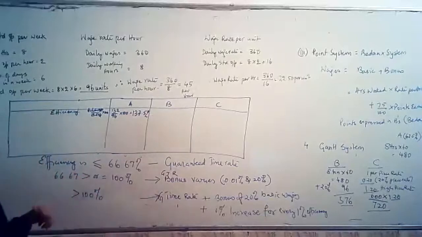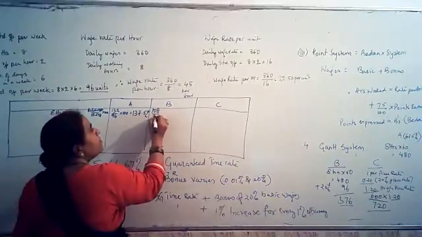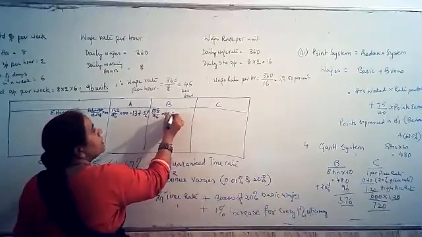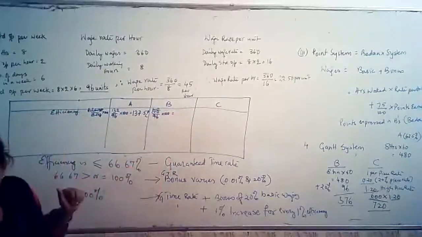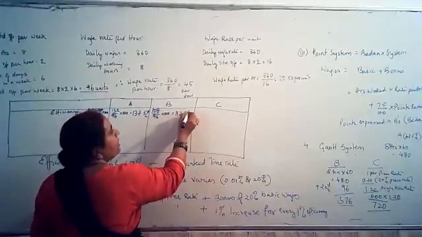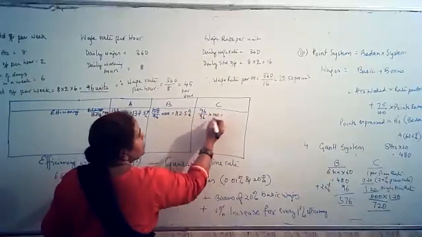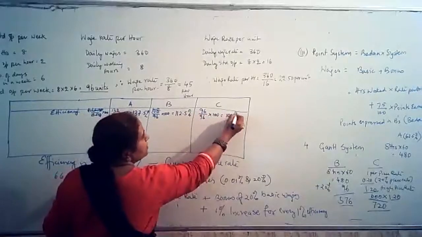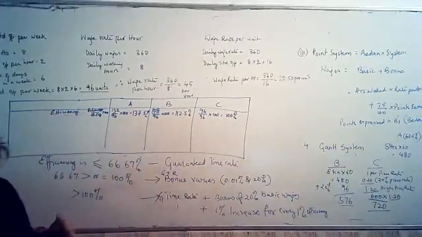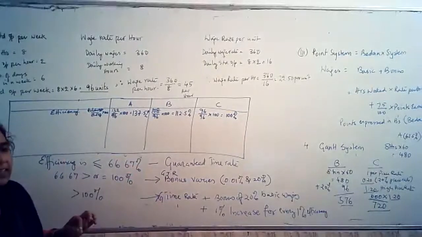This is A's efficiency. B's efficiency. B has produced 108 units. So 108 divided by 96 into 100 gives me exactly 112.5%. The last person has produced 96. 96 divided by 96 into 100 is 100%. So this is C.